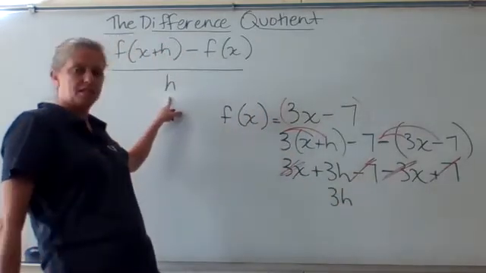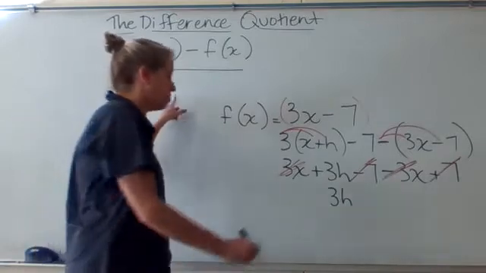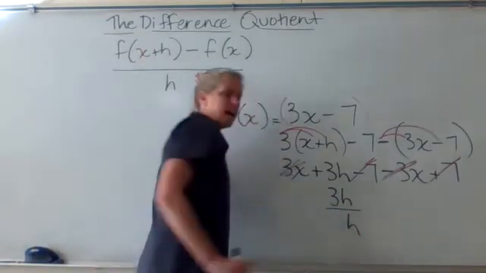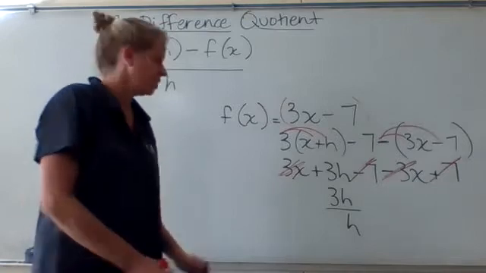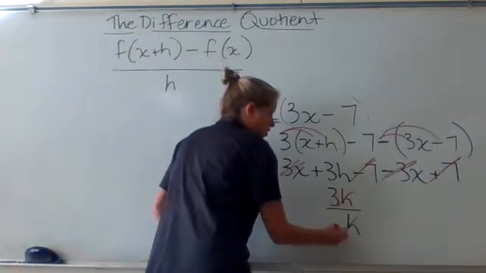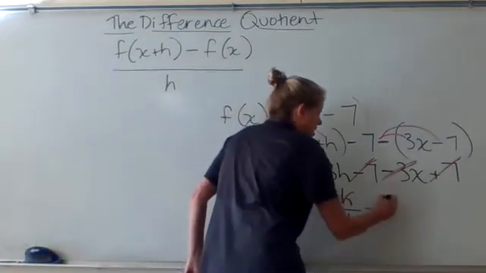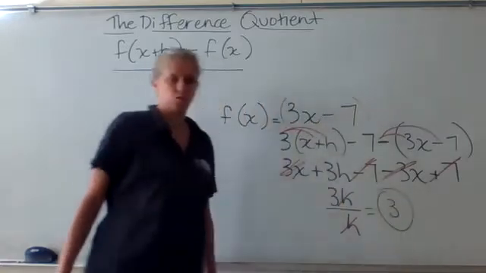Now we're going to put the denominator in. Remember, my denominator is h. So now that I have h over h, they cancel, and my answer is 3.